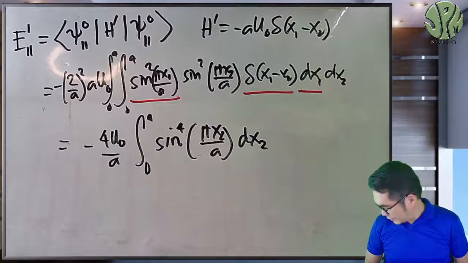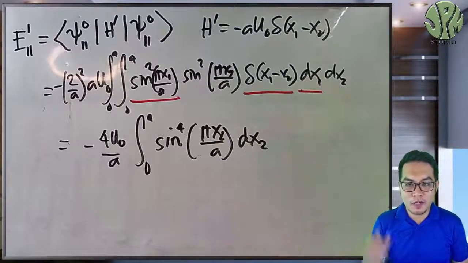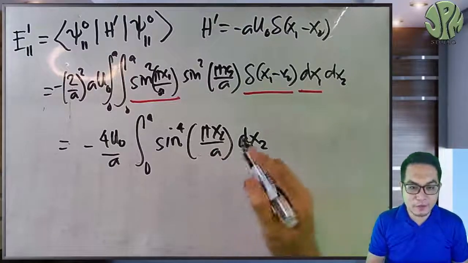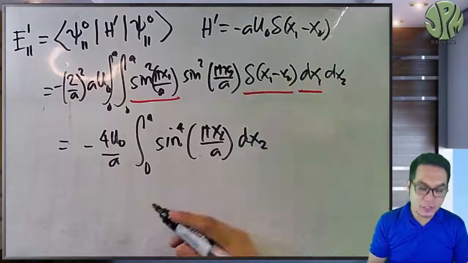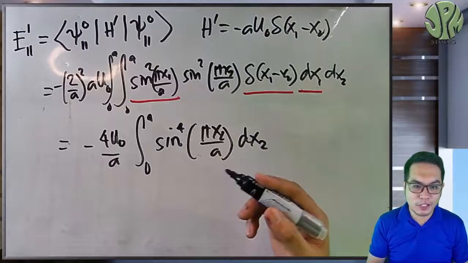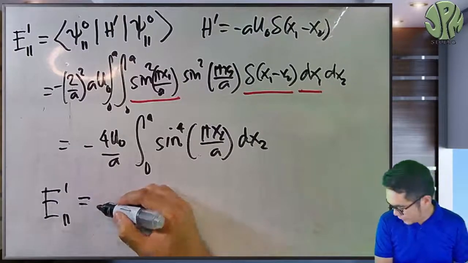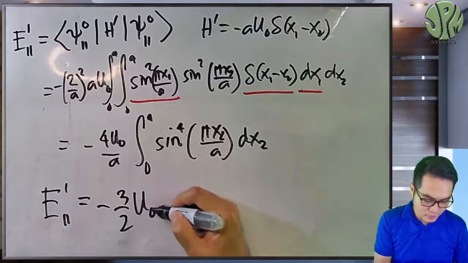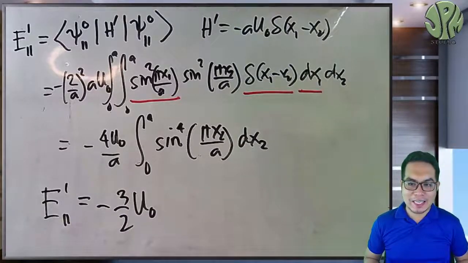I will leave this integration to you. Look for a table of integrals for sine to the 4th. What is the integral of sine to the 4th u du? This will give you a value of -3/2 u naught. So this is now the first order correction in energy.